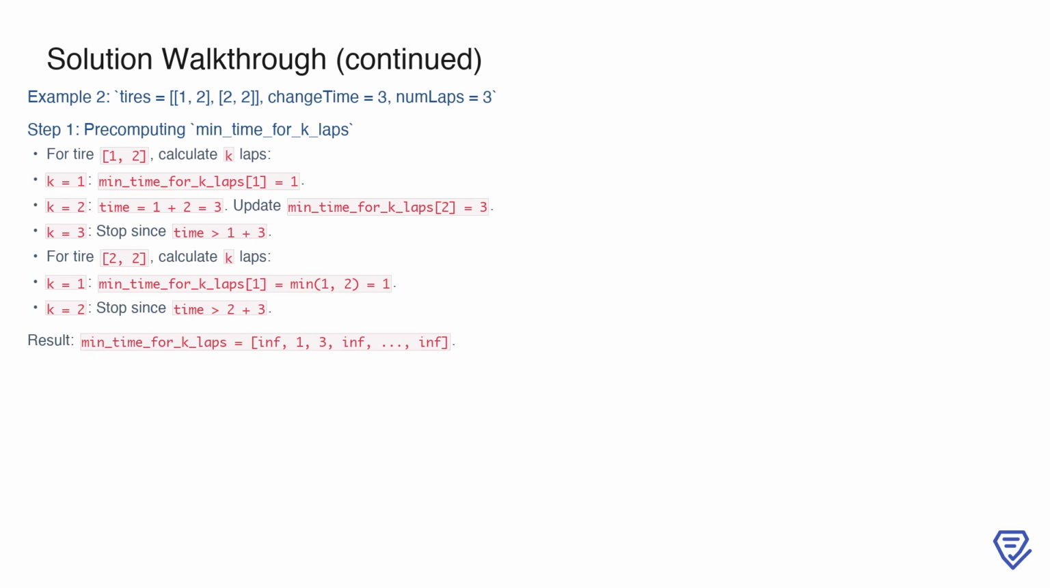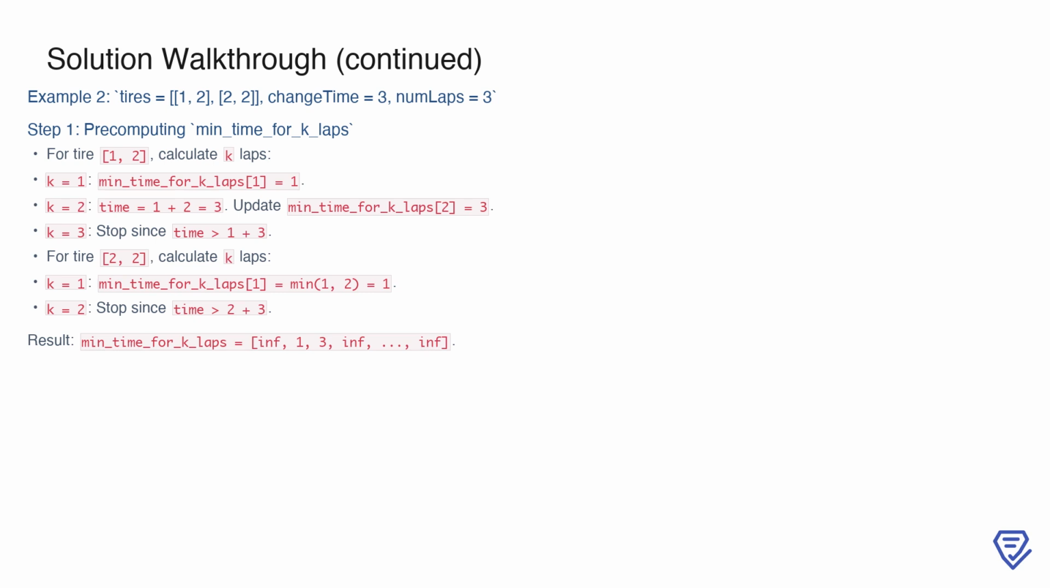In the second example, we now have 2 tires, [1, 2] and [2, 2], a change time of 3, and a target of 3 laps. The first step is to pre-compute the minimum time for k laps for each tire. For the tire [1, 2], the first lap takes 1 unit of time, so min_time_for_k_laps[1] equals 1. For the second lap, the time becomes 1 plus 2 equals 3, updating min_time_for_k_laps[2] to 3.